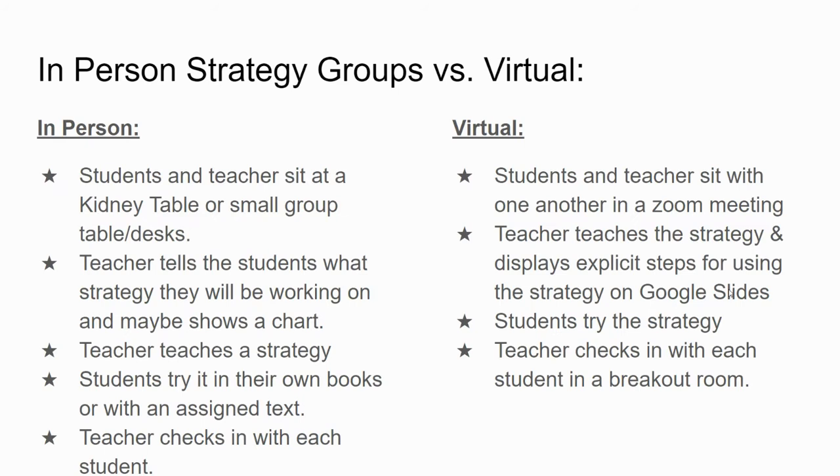So in person, you probably sat with your students for strategy groups at a kidney table or small group table or desk. You probably told the students what strategy they'd be working on that day and maybe showed them a chart. You taught them the strategy in your text and you demonstrated it. And you'd have students try it in their own books or with an assigned text that you give them. Then you'd check in with each student to make sure they were using and applying the strategy. So you were awesome at that, right? I have every faith in you that you are an awesome teacher when it comes to those in-person strategy groups.